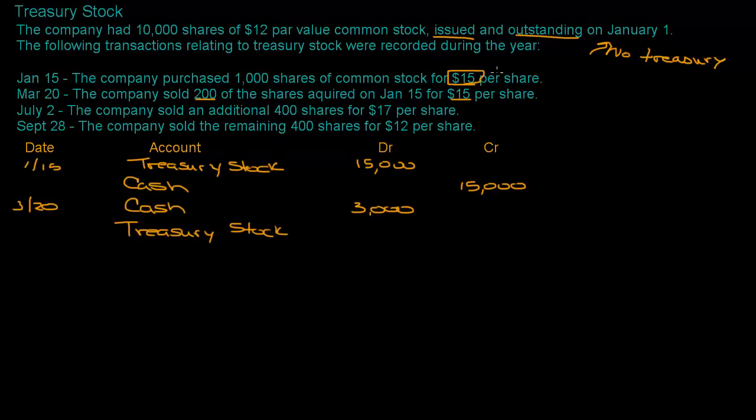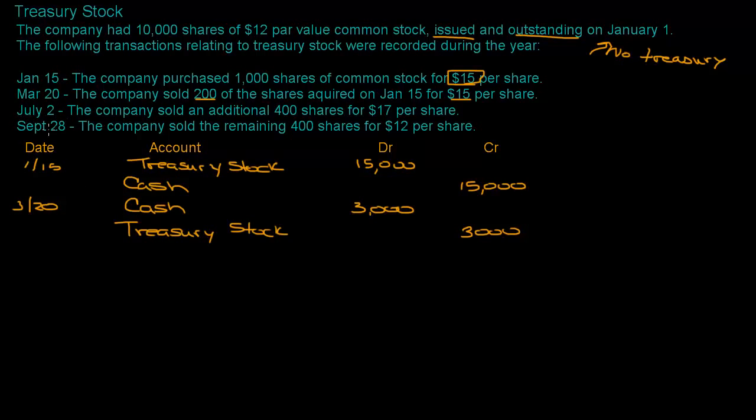So I think the easiest way to remember that is if you use the inventory theory. Remember with inventory, if we put it in at $15 per share, when we took it out for cost of goods sold, we took it out at $15. So we're going to do the same thing here. If I put it into treasury stock at 15, I'm going to pull it back out of treasury stock at 15. So 200 shares times $15 per share is $3,000. Okay, so that is 3/20.